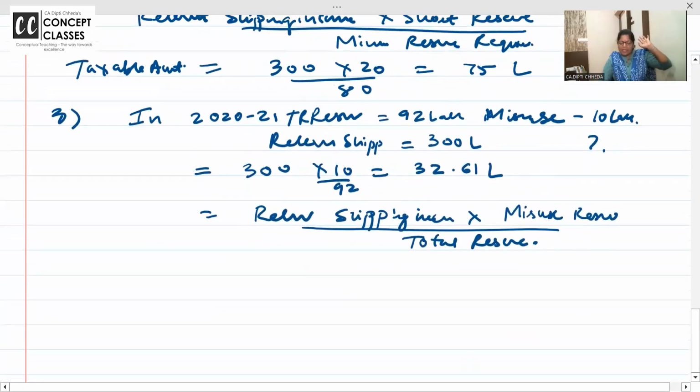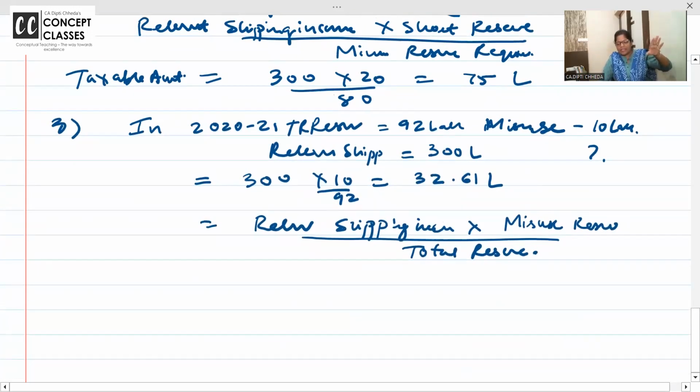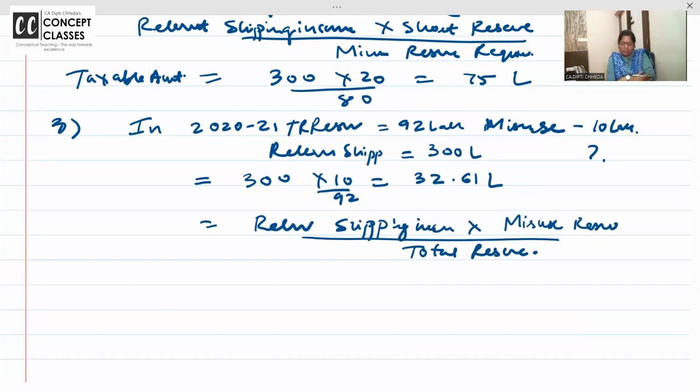2-3 years back we had created a reserve of 92 lakhs. Out of that 10 lakhs is misused. So proportionate to that, this year's income वही proportion में taxable हो जाएगा. Tell me, is this clear to all of you?